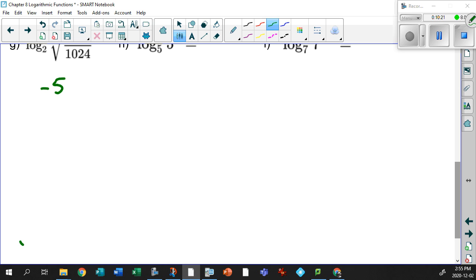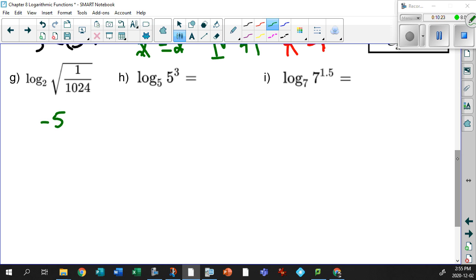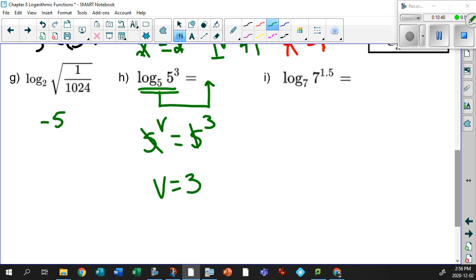Let's look at the next one. What if I do this? Huh? Uh-oh. What does that mean? Okay, don't worry about it. Look, this is 5 to the v has to equal 5. Well, that's just too easy. 5's cancel out. V equals 3.